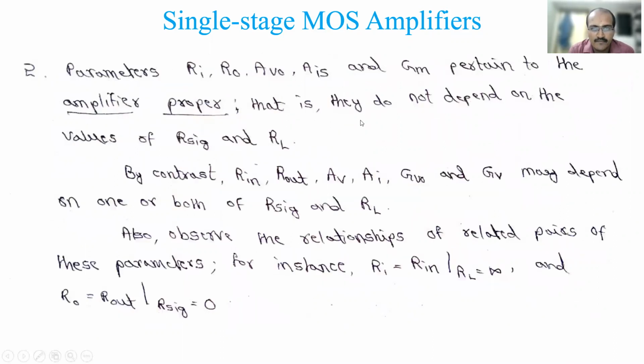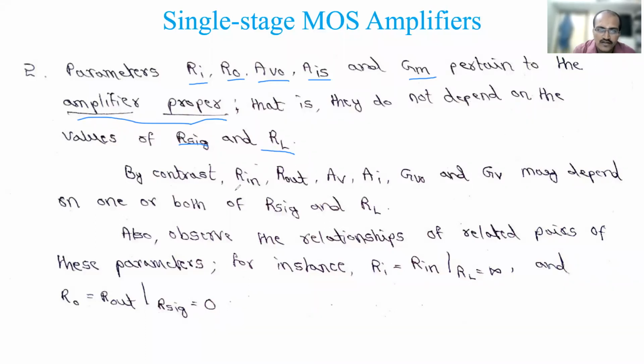Second remark: the parameters which we discussed. There are a number of parameters we have done. Some parameters depend on load resistance, some do not. The parameters abbreviated as RI, RO, AVO (open circuit voltage gain), AIS (short circuit current gain), and the transconductance GM pertain to the amplifier proper. Amplifier proper means they do not depend on the values of the input R signal or the output load resistance. That means R signal is 0 and RL is infinity. In that condition, these parameters are calculated.